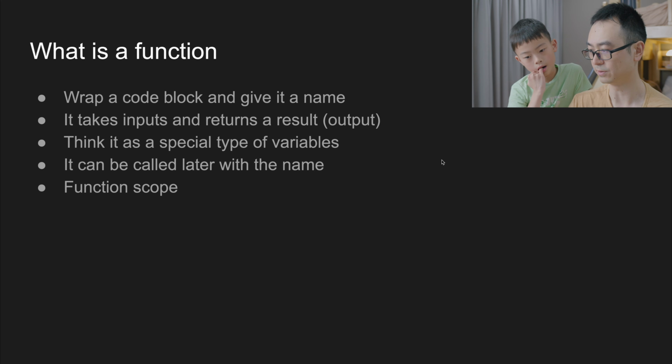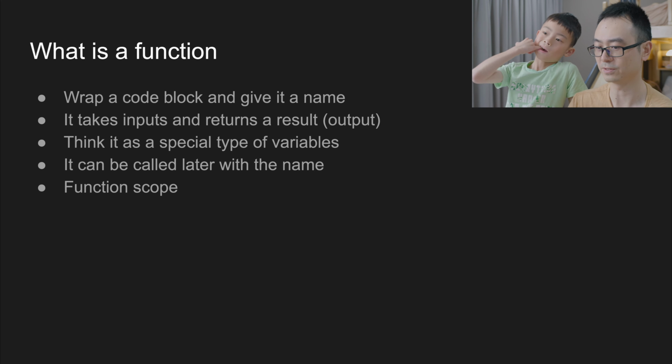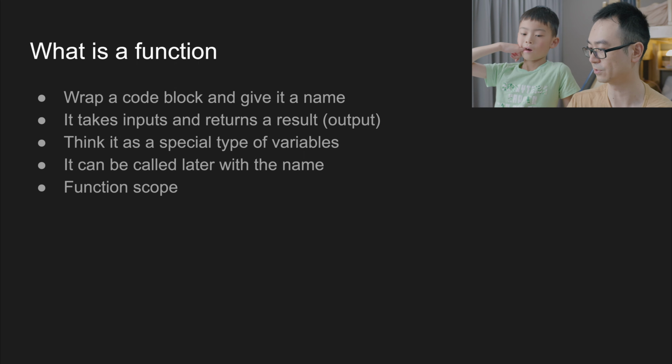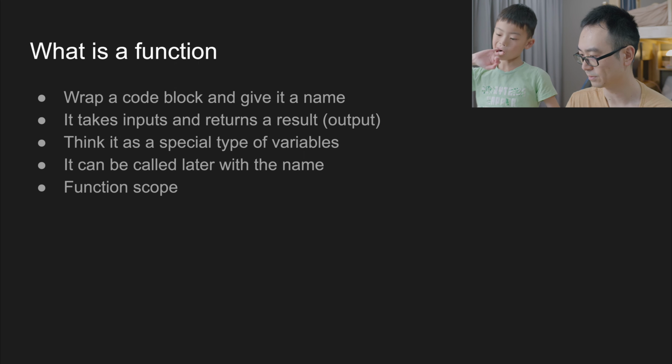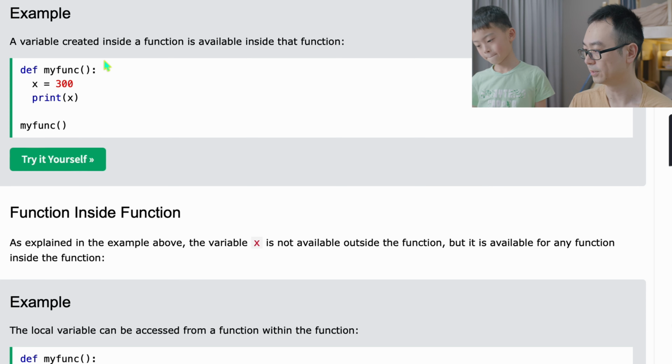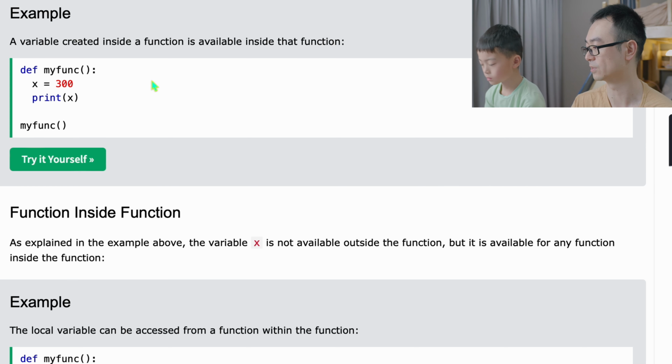So next, talking about functions, we cannot avoid talking about function scopes. Basically, scope means where the variable is available. So for example, in this example, inside the function, you have x equals 300. When you print x, it will be 300, right? Very easy to understand.